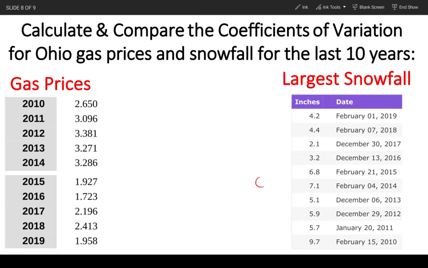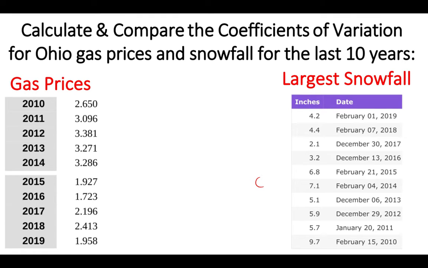Well, the first thing that we're going to need to do is get the one variable stats. So what you're going to do is walk through those calculator steps that I just did. You're going to do stat, edit, and then type the gas prices into your list one. So you're going to go to 2.650, enter, 3.096, enter, 3.381, enter. You're going to enter all of those in. There should be 10 of them. You're then going to do your stat calc and then one variable stats.